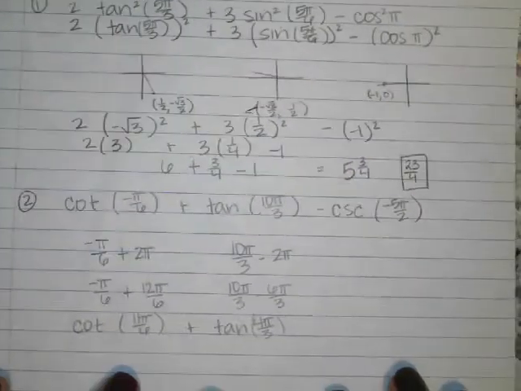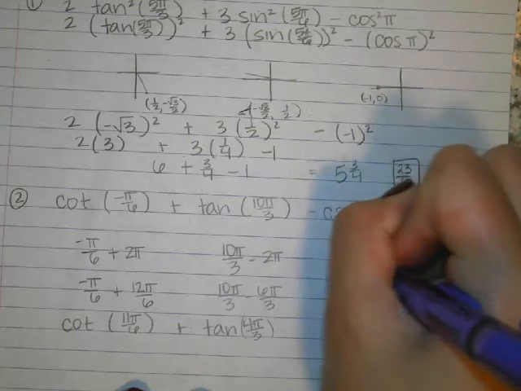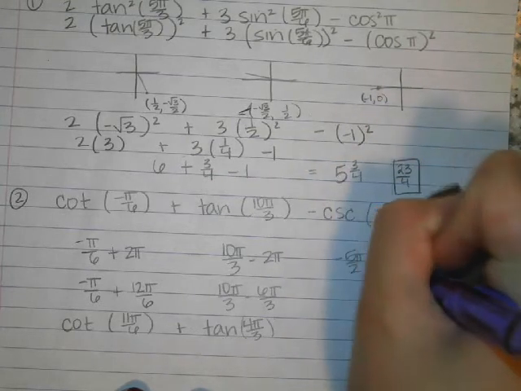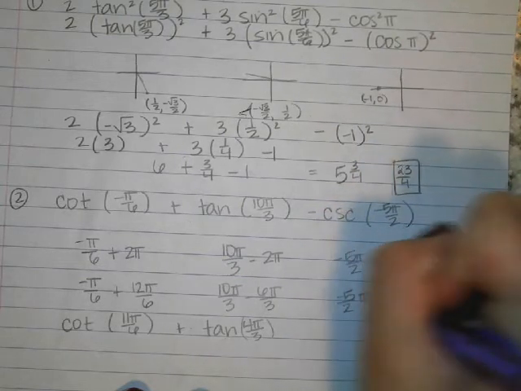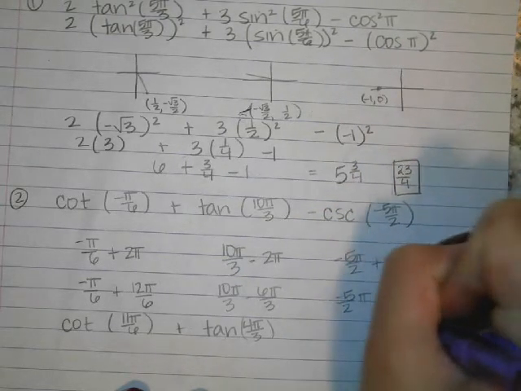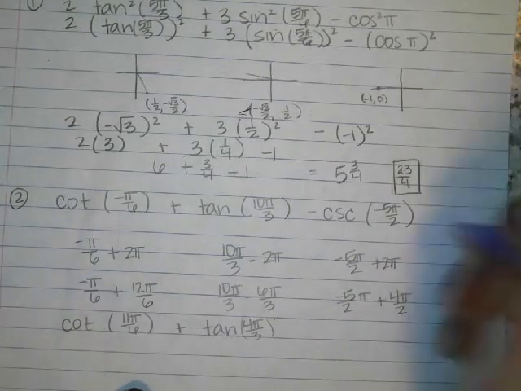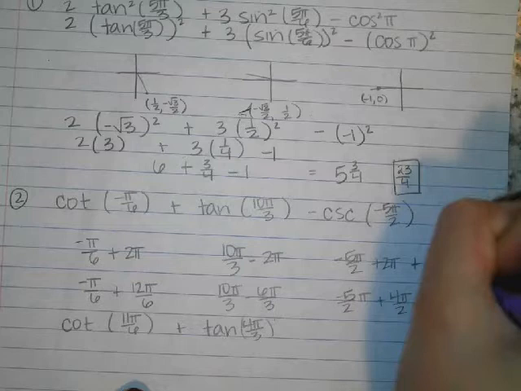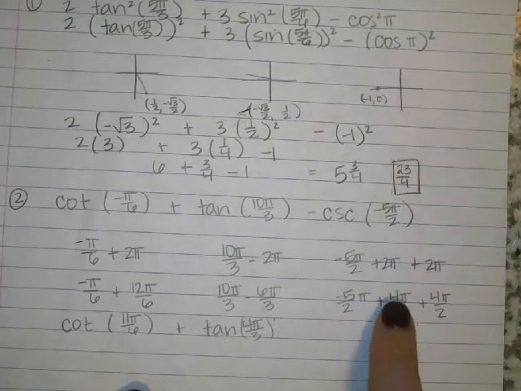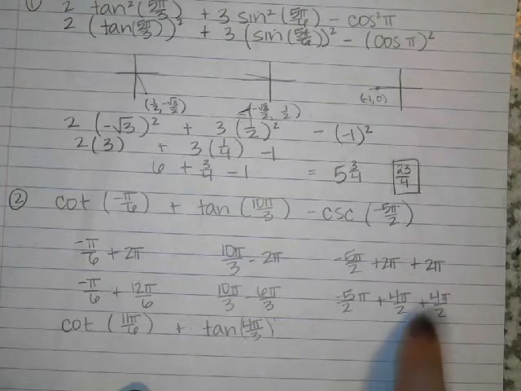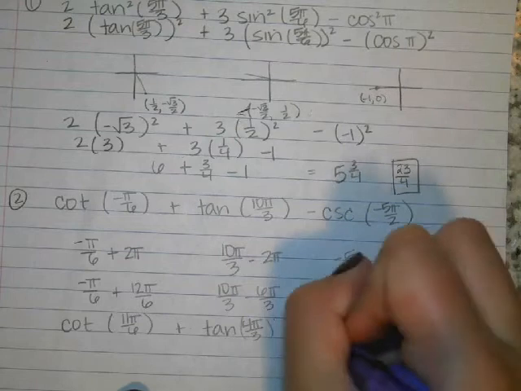And then negative 5 over 2 pi is negative, so I'm going to add 2 pi. So that's negative 5 pi over 2 plus 4 pi over 2. That's going to be negative pi over 2, which is still negative. So I'm just going to add another 2 pi. So I'm adding another full circle. So if I have 8 pi over 2 minus 5 pi over 2, that's 3 pi over 2.